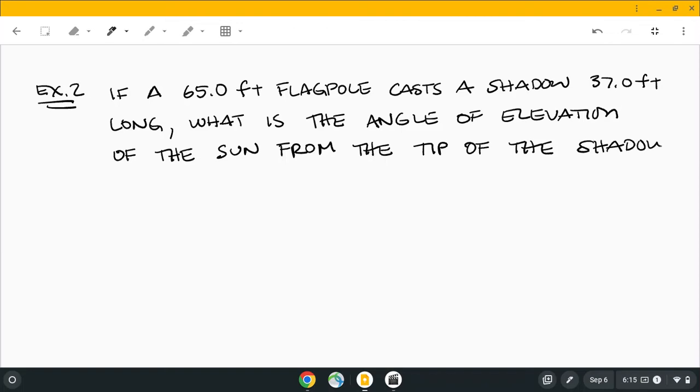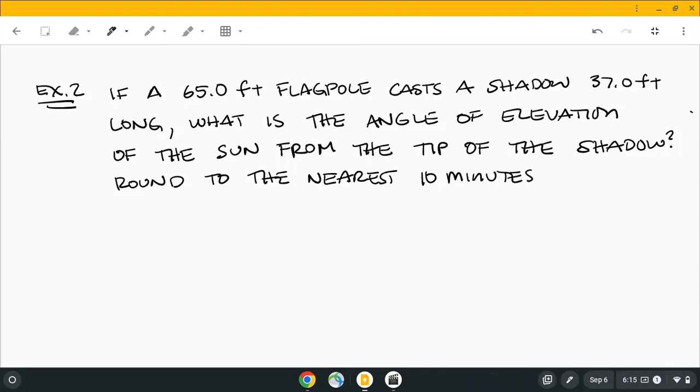Okay, so let's go ahead and round to the nearest 10 minutes. So now we're going to be converting. Nearest 10 minutes. Okay. All right, so let's take a look here.